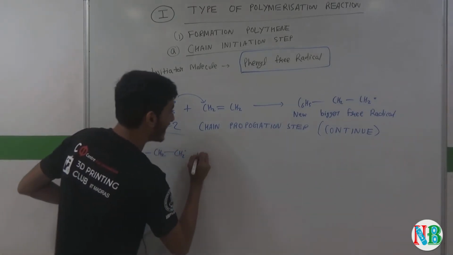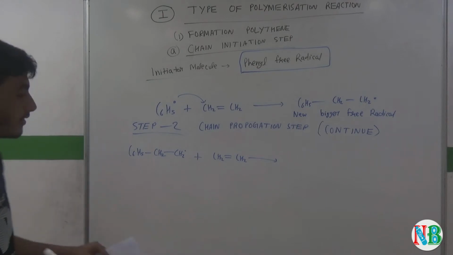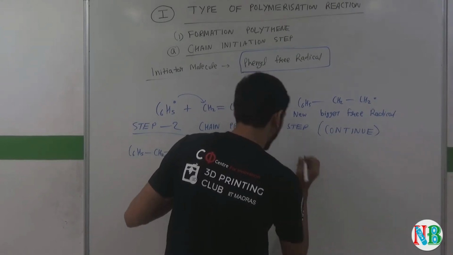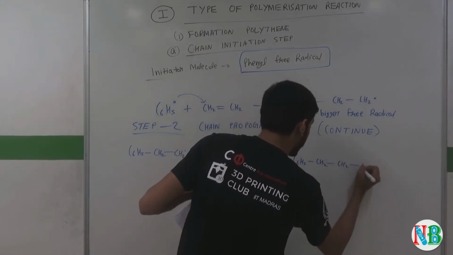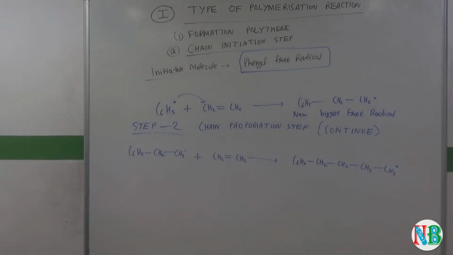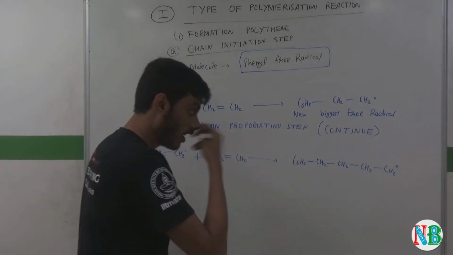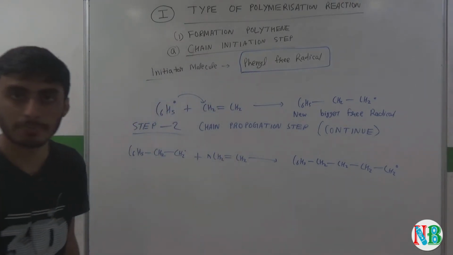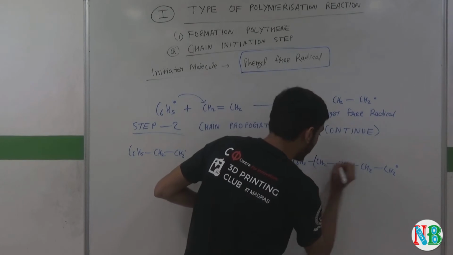CH2 dot, this reacts again with the ethene molecule. Finally it will form what? This will again react with this to form a new and huge molecule of a free radical looking like C6H5 CH2 CH2 CH2 CH2 dot. Cool. Now you have to do this again and again. So in the end what will happen is that if you add n molecules of ethene, they will add to this compound n times, and in the end you will have something like this, n.